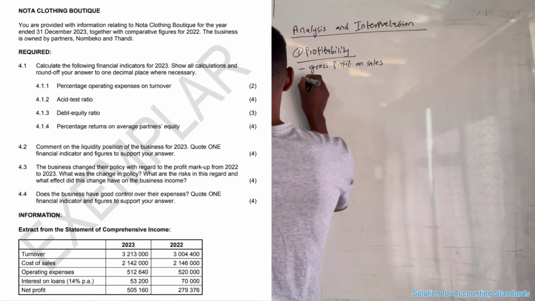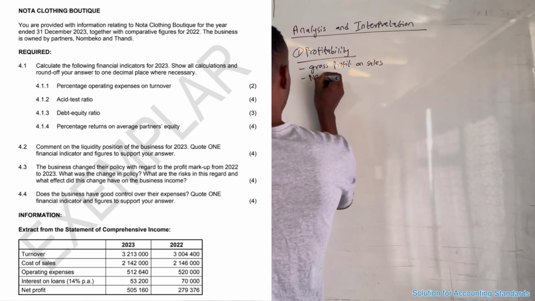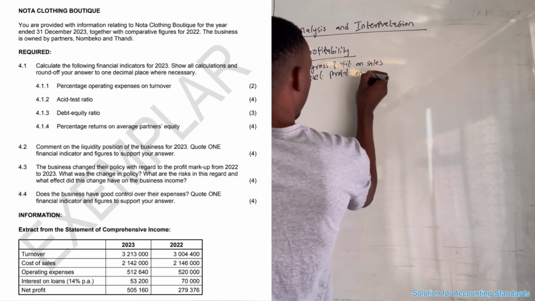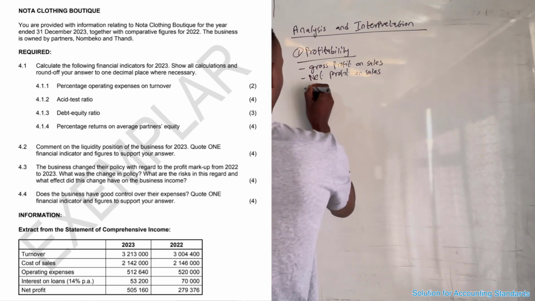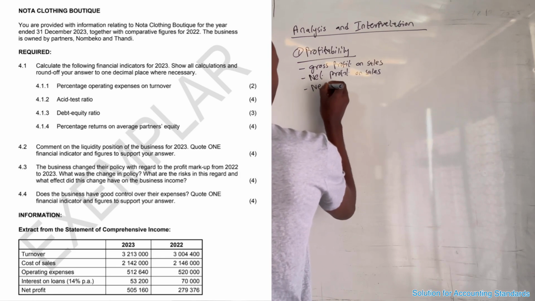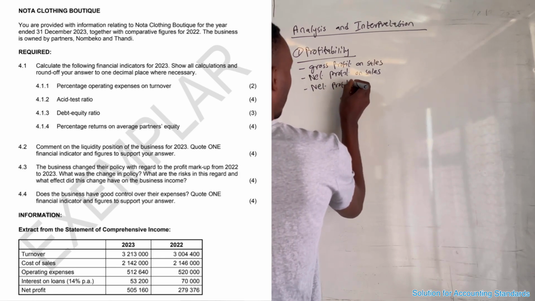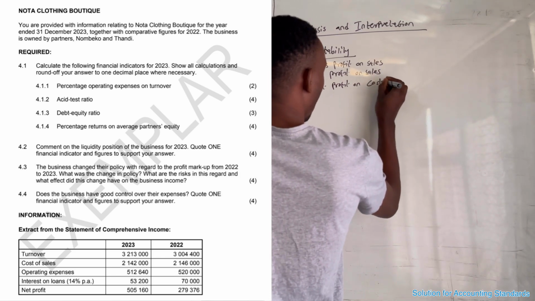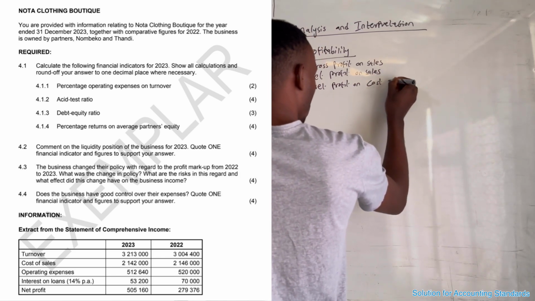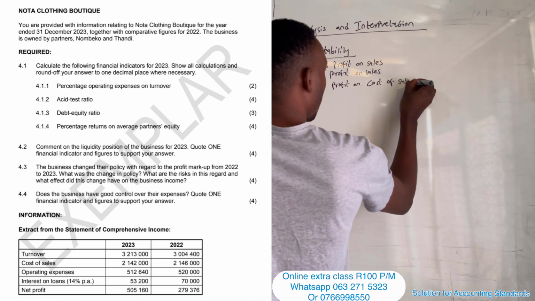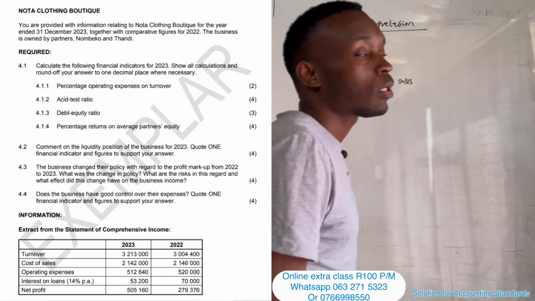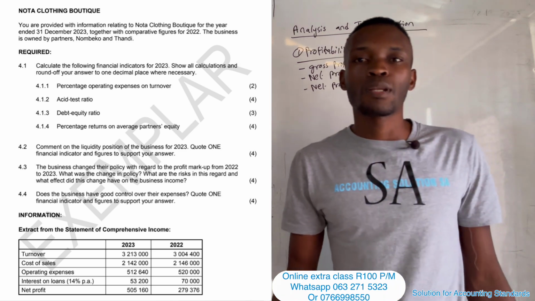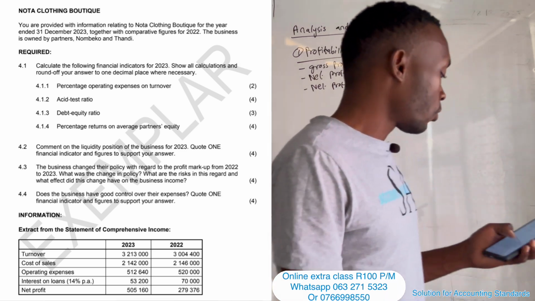Okay, the second one, we have a net profit on sales. We also have a net profit on cost of sales, because we also have to measure if our cost of sales is being well controlled. Because guys, if you spend more money when it comes to cost of sales, you're not going to make a lot of profit, because you have spent more on cost of sales.